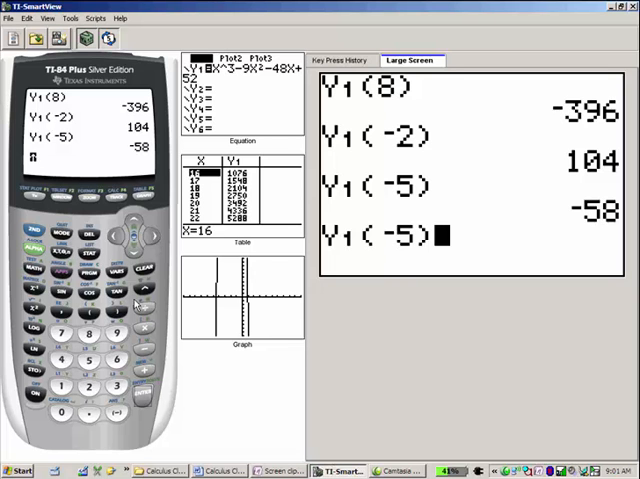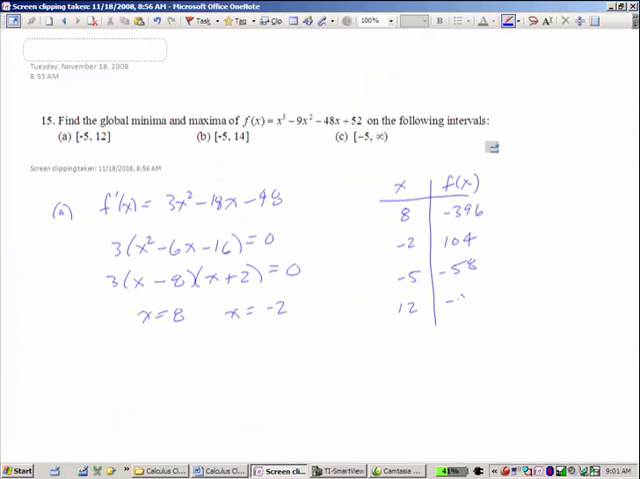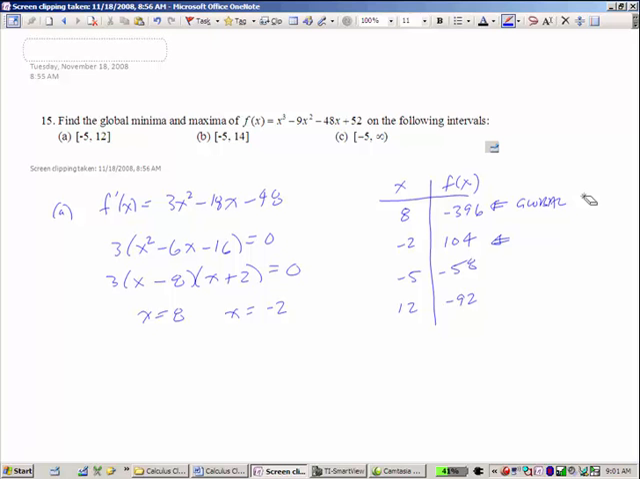Now, David thinks maybe 12 will be a contender for the global minimum. Didn't make it. So we do have a global max, and we have a global min and a global max.